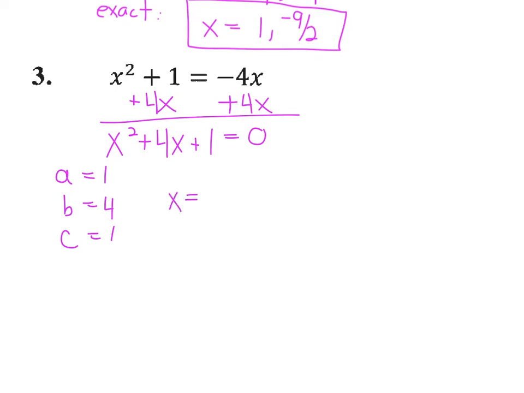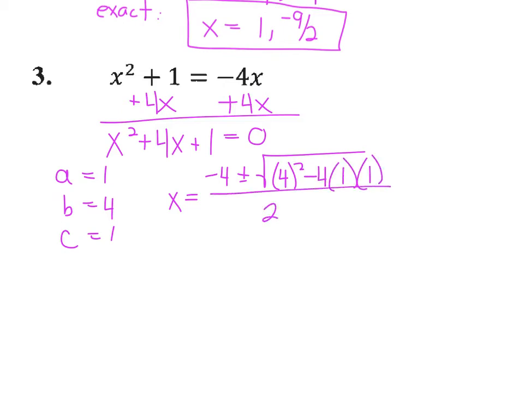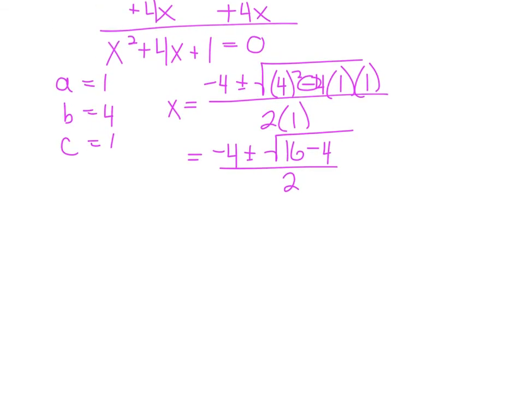Okay, putting this into the quadratic formula, x is going to equal the opposite of b plus or minus the square root of b squared minus 4ac all over 2a. Let's clean this up. Negative 4 plus or minus the square root of 4 squared is 16. There's one minus sign only. 4 times 1 times 1 is 4, all over 2. Okay, continuing with the simplification, 16 minus 4 is 12, divide by 2.